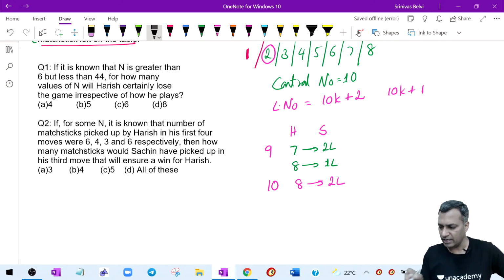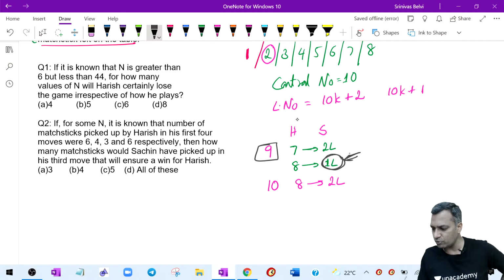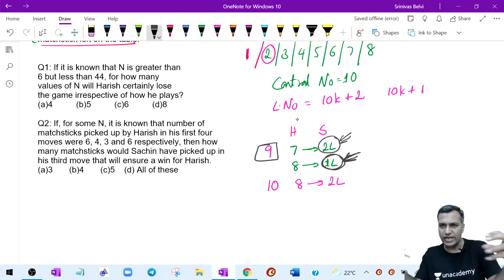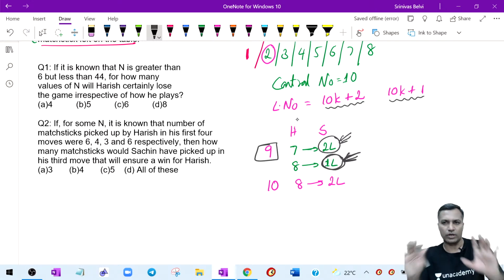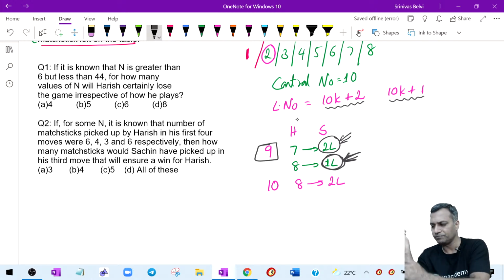My point is, I can push him to the corner by picking 1. 9 was just an example to illustrate my point. Pick 1 and push him to the corner. Pick 7, give 1 to the opponent and push him to the corner. Or pick 7 and leave 2 to the opponent and push him to the corner. Therefore, I can control in 2 ways. What are the 2 ways by which I can control? Either I can make it 10k plus 2 or I can make it 10k plus 1. That's his choice. Did it make sense or do you want further explanation on this?